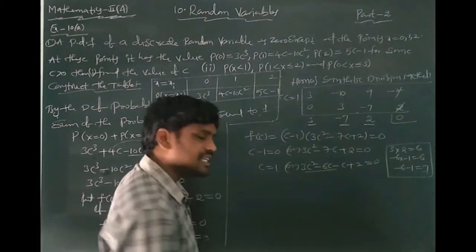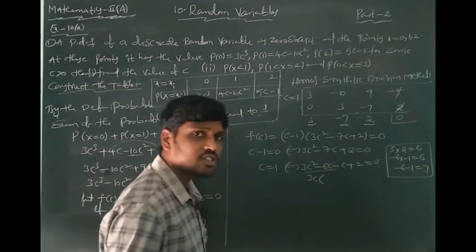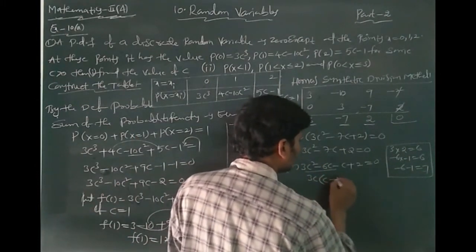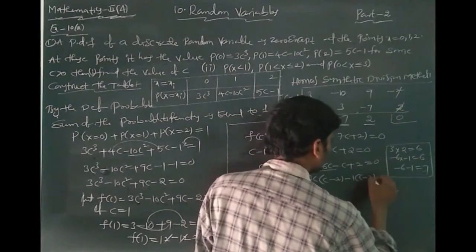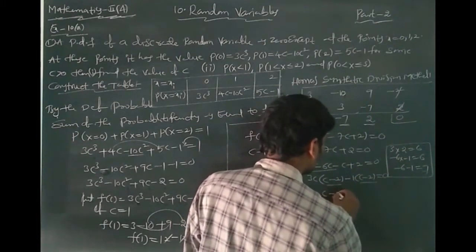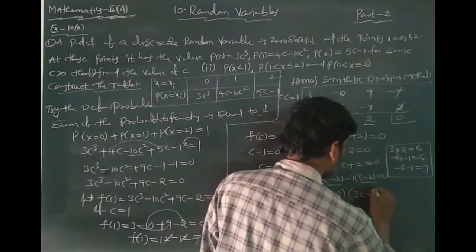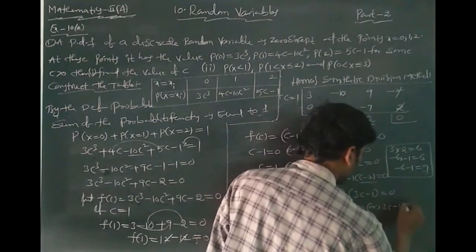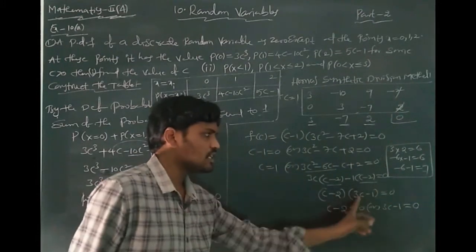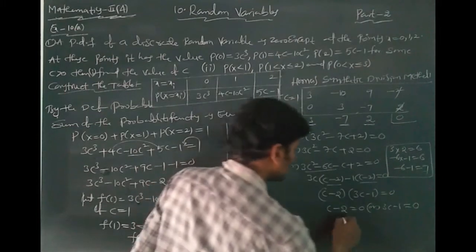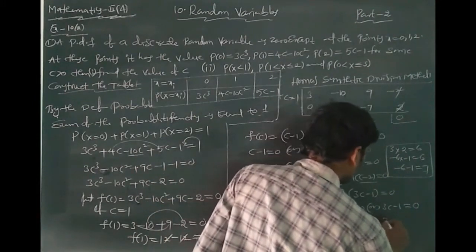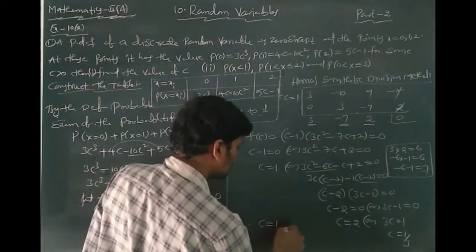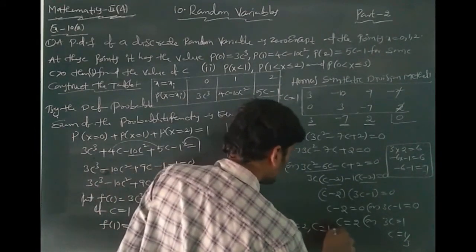In this, take 3c common. What remains, students? 3c common, c minus 2. Minus 1 common here also, c minus 2 equal to 0. In these two terms, c minus 2 is common, 3c minus 1 equal to 0. So c minus 2 equal to 0 or 3c minus 1 equal to 0. Then c is equal to 2 or 3c equal to 1, then c is equal to 1 by 3. What is the value of c? C value is 1, 2, or 1 by 3.